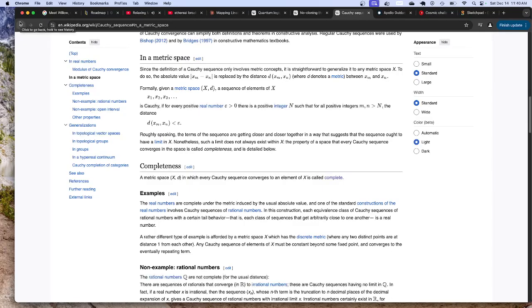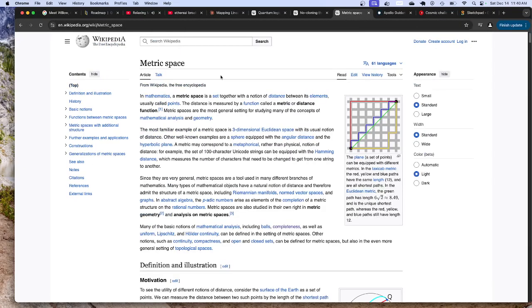Since the definition of Cauchy sequence only involves metric concepts, it is straightforward to generalize it to any metric space X. To do so, the absolute value is replaced with the distance. I don't know what M to N is. The most familiar example of a metric space is three-dimensional Euclidean space. Okay, so a metric space is just a space. It has distance.